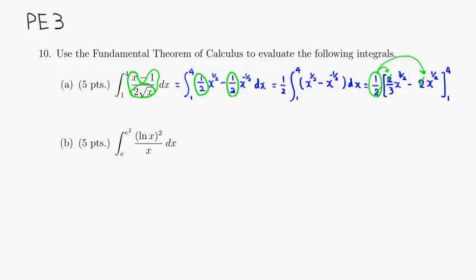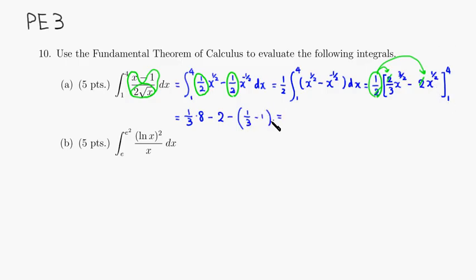Then we're going to plug in the top number, which is 4, so it's going to be 1/3 times 4 to the 1/2 power, which is 2, 2 cubed is 8, so times 8, minus, the square root of 4 is 2. Minus, we plug in 1, so that's just a 1/3 here, and then here you have minus 1.